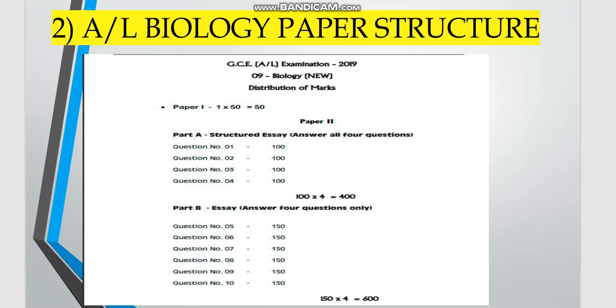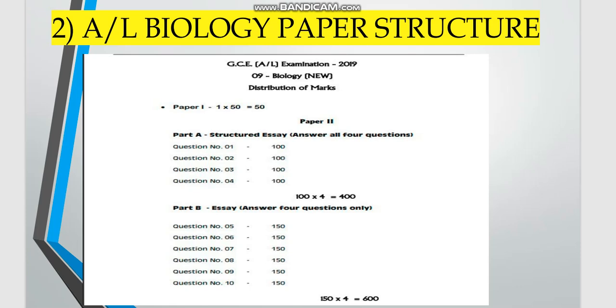So when I say paper 2, it has two parts, that is part A and part B. Part A consists of 4 structured essay questions where you have to compulsorily answer all 4 questions. Okay, so it is starting from unit 1 to unit 10, structured wise the questions continue in order with the lessons you have in your syllabus. Each structured question is carrying 100 marks. So 100 into 4, you are having 400 marks.